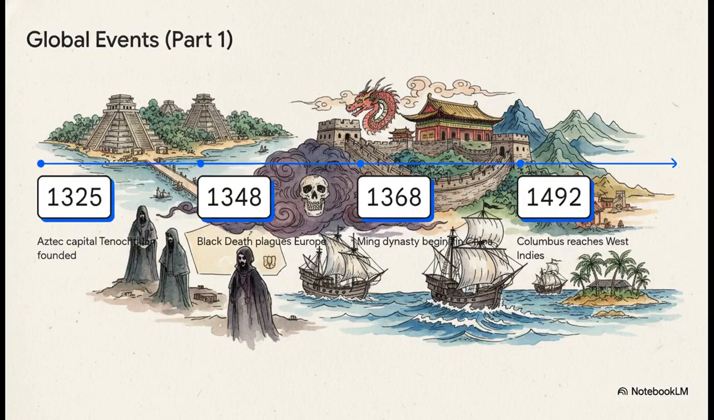And what's wild is that while Europe is having this intellectual rebirth, the rest of the globe is incredibly dynamic too. Complex developments were happening simultaneously everywhere. Let's look at the timeline. In 1325, the Aztec capital Tenochtitlan is founded in Mexico. In 1368, China's massive Ming dynasty begins. The world was moving so fast, even amidst unimaginable tragedies like the Black Death ravaging Europe and Egypt around 1348. And then, by 1492, European expansion hits the gas pedal as Columbus reaches the West Indies.